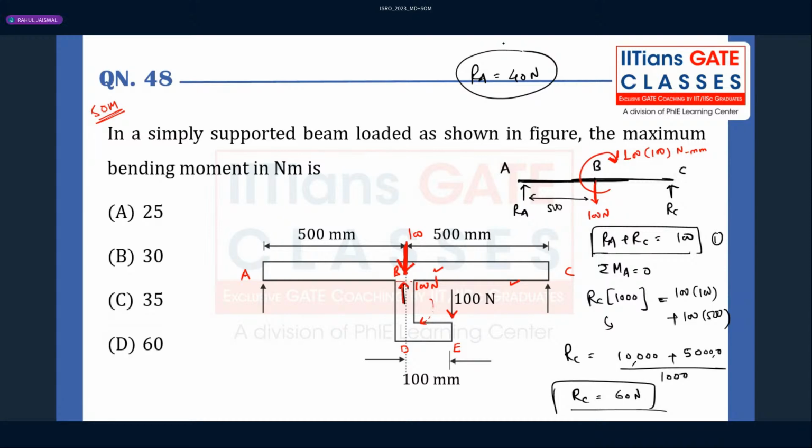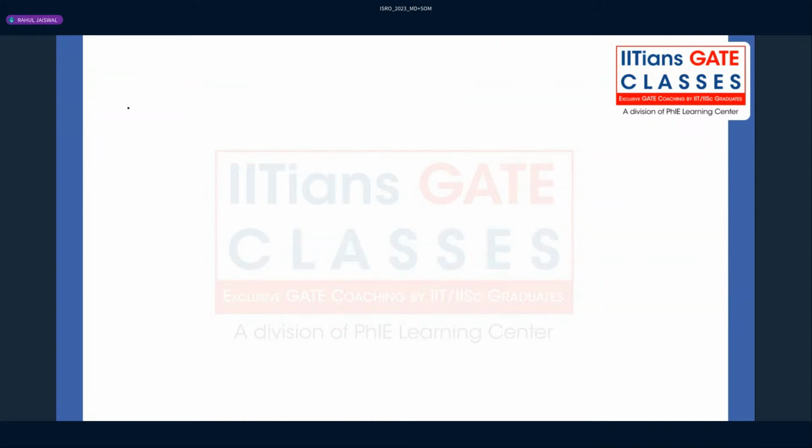Then what we have to do? Now we got RC as 60, RA as 40. Put those values. Now, what is the bending moment diagram? I'm drawing over here. So this we got to know 40 Newton. This we got to know 60 Newton. 100 Newton, and there is a clockwise couple also acting.